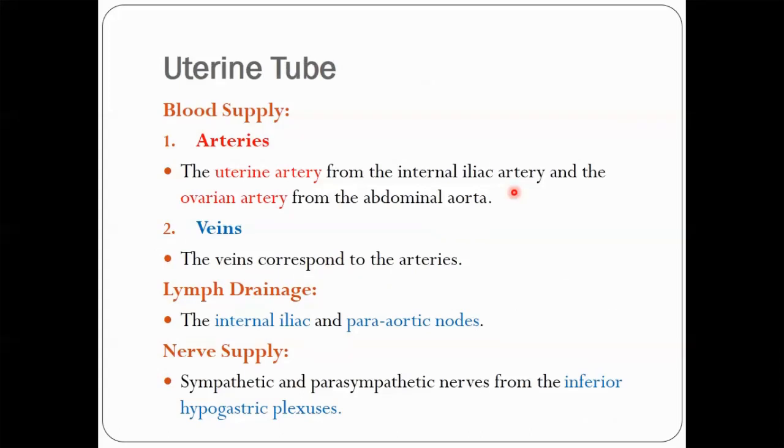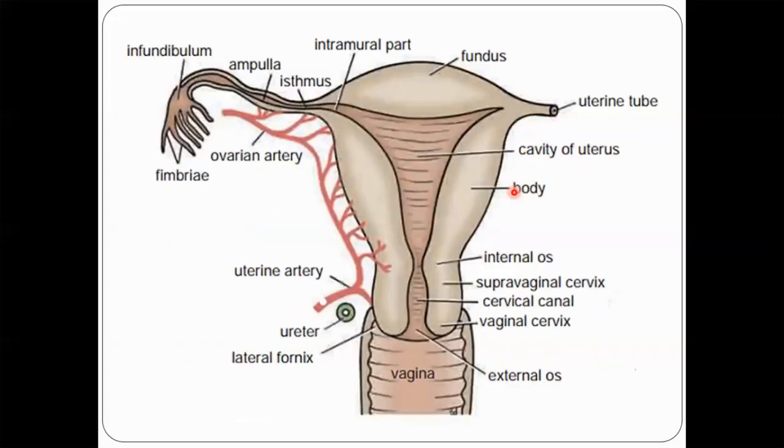Blood supply is dual: the medial part is supplied by the uterine artery, and the lateral part by the ovarian artery. The veins correspond to the arteries, draining to the inferior vena cava, the left renal vein, or the internal iliac vein. Lymph drainage is to the internal iliac and para-aortic lymph nodes, and the nerve supply is the inferior hypogastric plexus containing both sympathetic and parasympathetic nerves. Here the uterine artery passes above the ureter to reach the lateral side of the uterus and anastomoses with the ovarian artery, supplying the medial part of the uterine tube, while the lateral part is supplied by the ovarian artery.